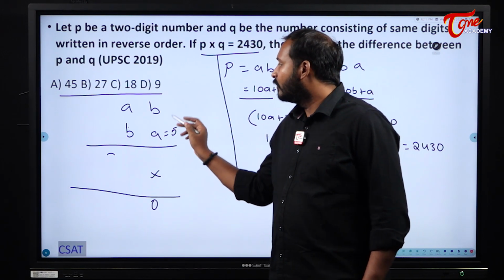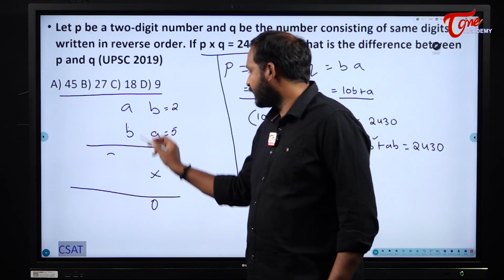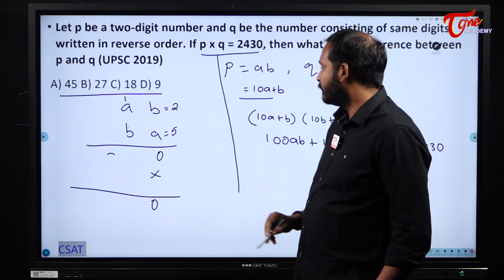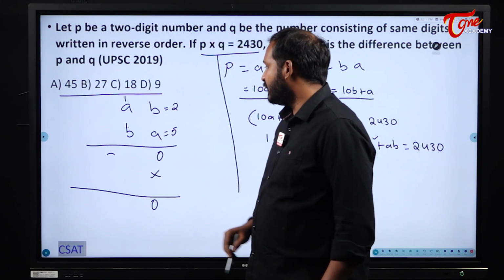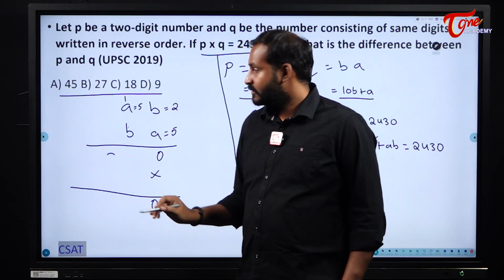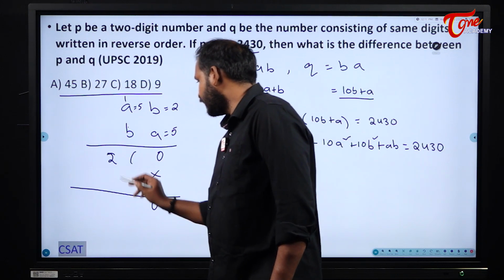It can be 2. For the time being, I will take 2 first of all. I will verify: 5 2s are 10, so 1 and 0 it will become. Next 5 and A. Anyway, A is 5, right? Already we have assumed it as 5. So 5 5s are 25 plus 1, it becomes 26.